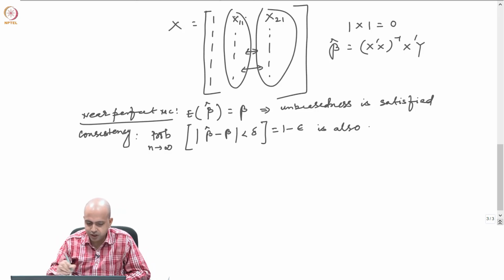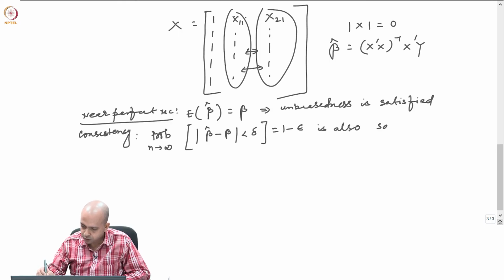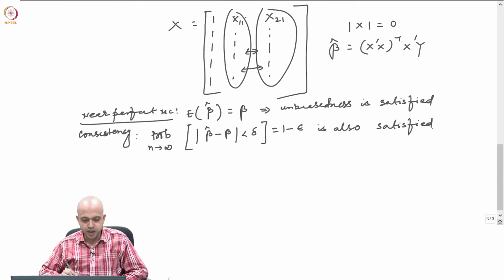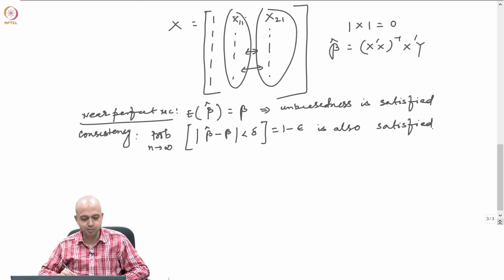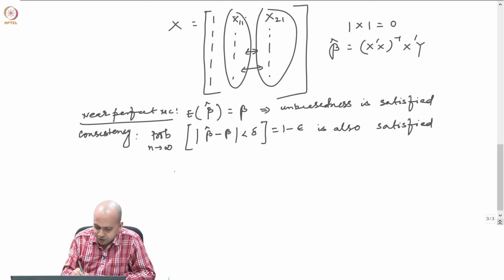Consistency property is also satisfied. Okay. So, even if there is multicollinearity or near perfect multicollinearity, you will still have unbiased estimate, you will still have beta hat which will show the consistency property. But the problem that will happen is the variance of this. What will happen to the variance of beta hat?